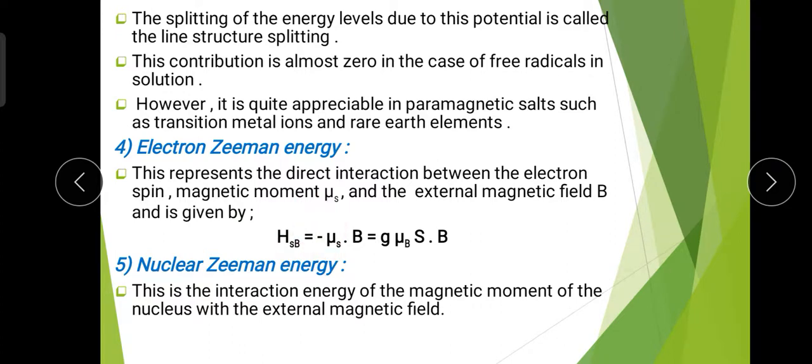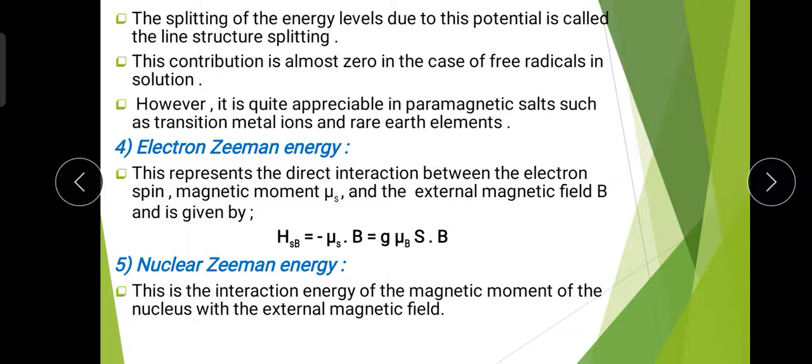That means H for the energy, S for the electron spin, B for the external magnetic field, which is equal to minus mu s dot B. That means the dot product of the magnetic moment mu s and the external magnetic field, with the negative sign because this is the interaction energy, and we know that the charge on the electron is negative. It is equal to g mu B times the dot product of S and B, where g is the Landé g-factor, mu B is the Bohr magneton, S is the spin quantum number, and B is the external magnetic field.